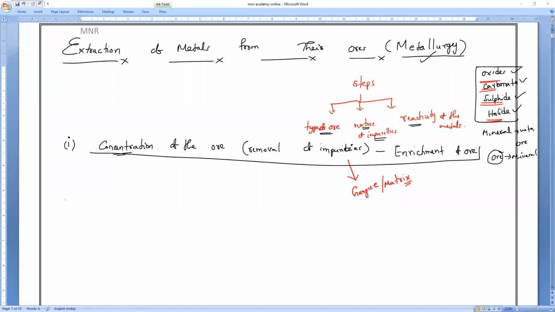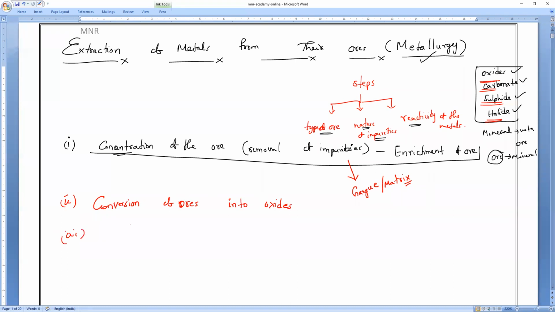So, next, step 2. In step 2 you have to do the conversion of ore into oxides. This is the most important one. Many years they will ask you about this particular concept, so we will also study it, and it will be more interesting. So conversion of ores into oxides is the second step. Whatever the ore is, we must make it into oxides.